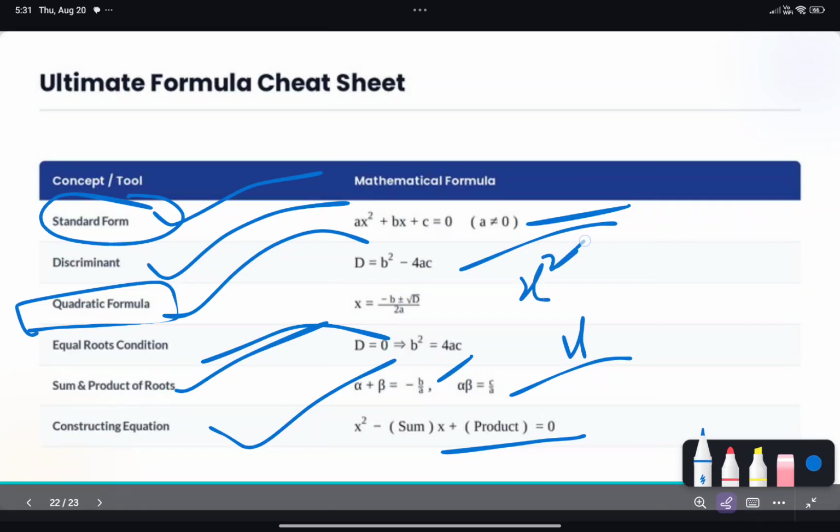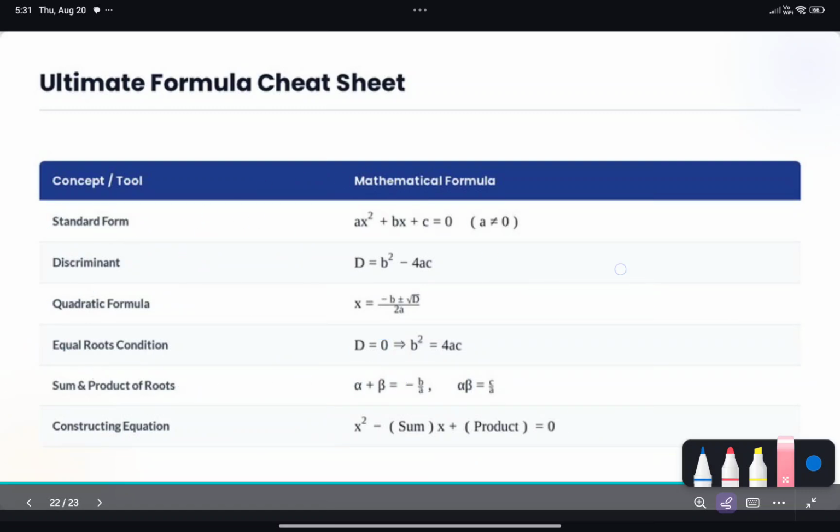x square minus (alpha plus beta) x plus alpha beta. Very important. We can keep the sign before or after alpha plus beta, no problem, but it must be kept. Clear? Any doubt here? This is totally the concept of the quadratic equation, only the concept. Important formulas, important equations, important concepts, important points.